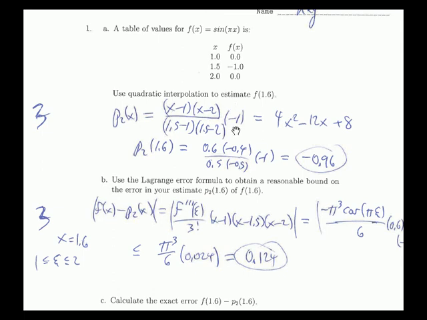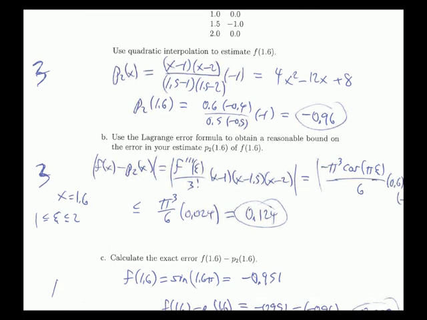F of 1.5 is minus 1. You have x minus everything except 1.5. You plug in 1.6 and you get minus 0.96, which seems reasonable. And then it says get a bound on the error, and we did that last time. It involves the third derivative, and at 1.6 we get a bound of 0.124. So we already did those 2 parts.